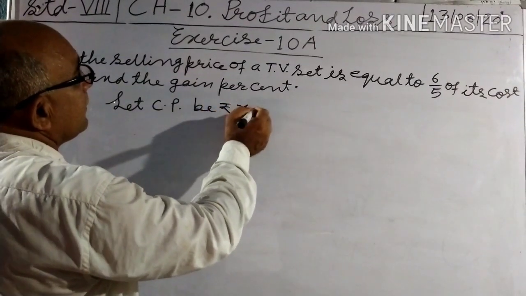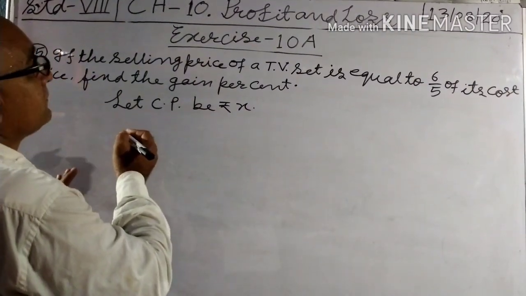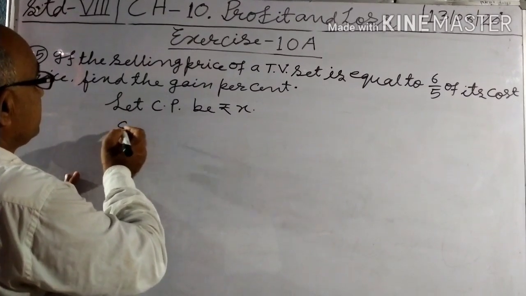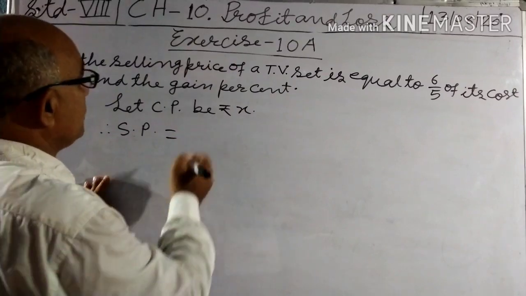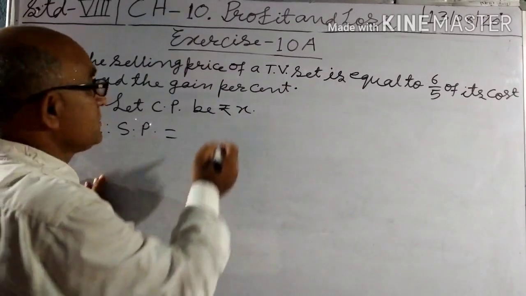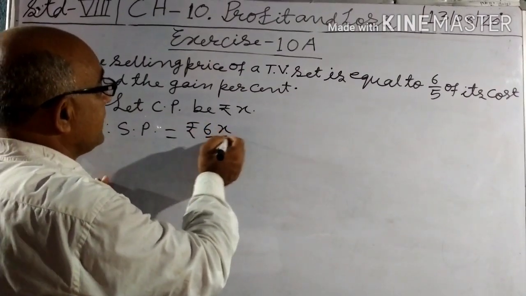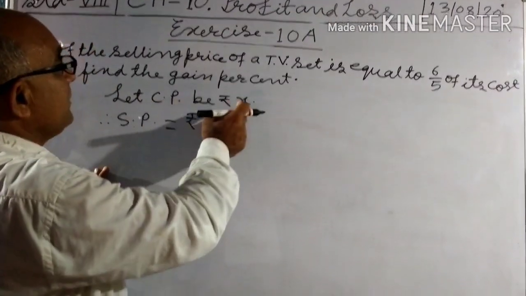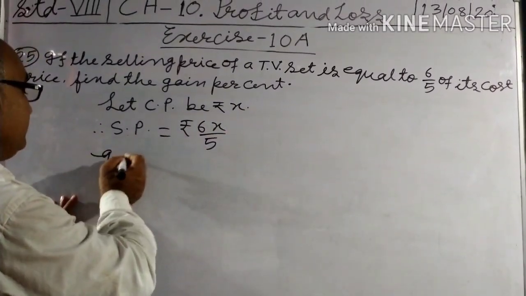Here let CP be rupees x. Therefore, SP equals 6 by 5 of its cost price. So SP is rupees 6x by 5. CP x, SP 6x by 5. So find gain.